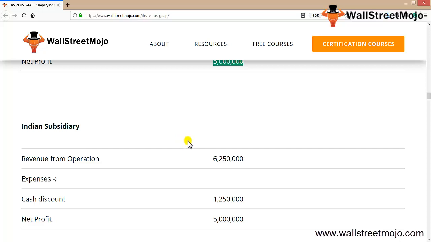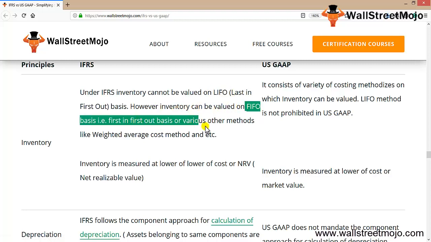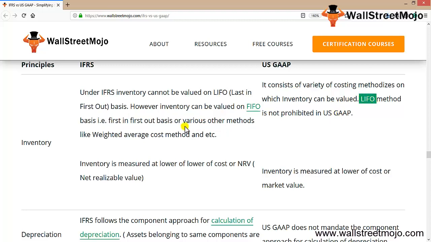Also, it's important to understand that though there are huge differences between different GAAPs, there are also various points of convergence. So let's have a look at finally the difference between IFRS and US GAAP. Under IFRS, inventory cannot be valued on LIFO. However, inventory can be valued at FIFO, first in, first out basis.